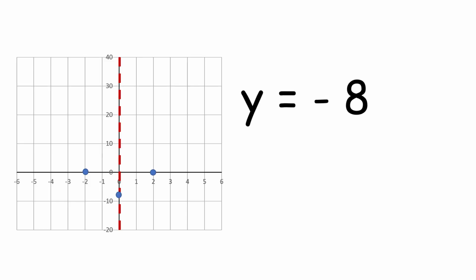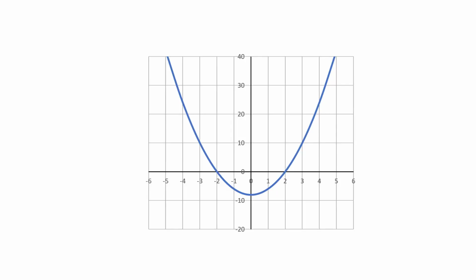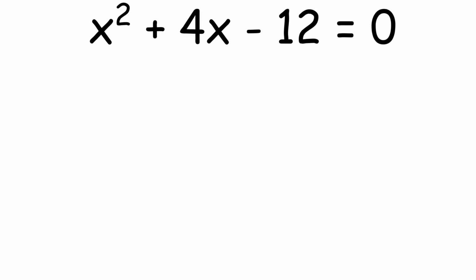Now that we have all of these points, we can extrapolate the entire parabola. Okay, how about a more complex quadratic equation? This time there's an x squared term and an x term. Just as before, we'll solve this equation for x when y is 0.